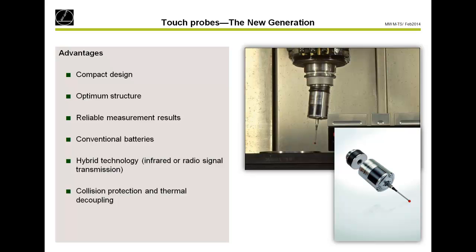So not only the stylus is protected against collision, the touch probe body is also protected against collision. And we also have a thermal decoupling. So if the spindle gets warm, then the temperature will not go into the probing system. So these are the functions and advantages of our new generation of probing systems.